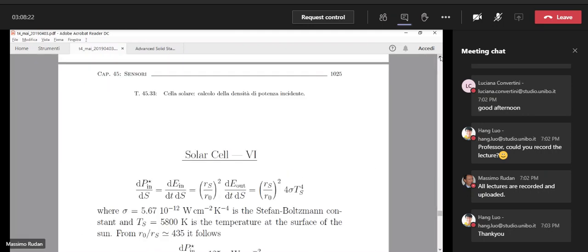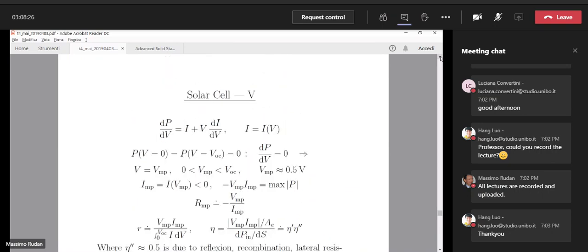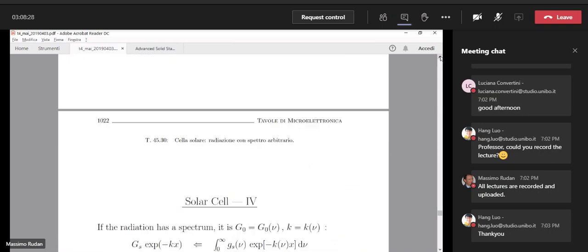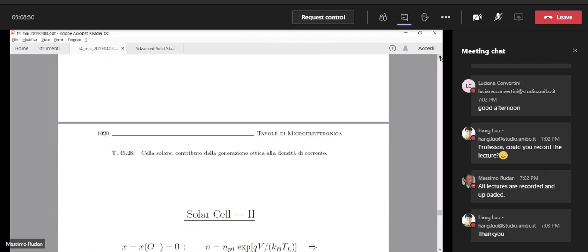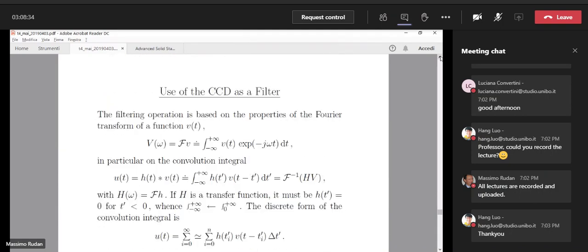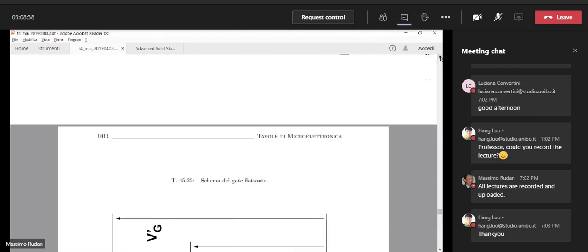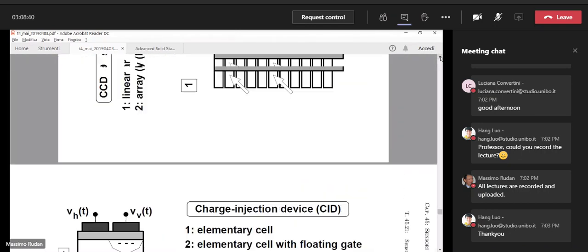We have only a few minutes left, so we can start describing another sensing device.